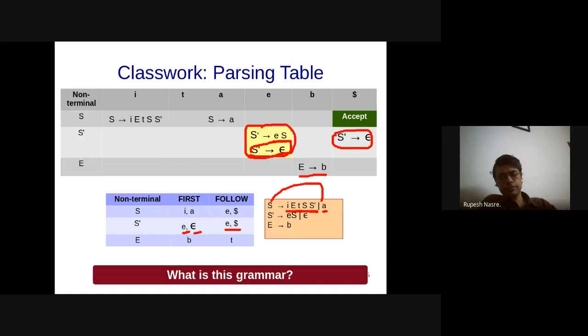So I hope some of you, like Sarthak, are able to see that this is actually an if-else grammar. That small i is if, capital E is some expression, t is then, capital S is an arbitrary statement, and S prime is another statement which derives else. So that E becomes an else, and S prime can also be epsilon, which means that the else is optional.